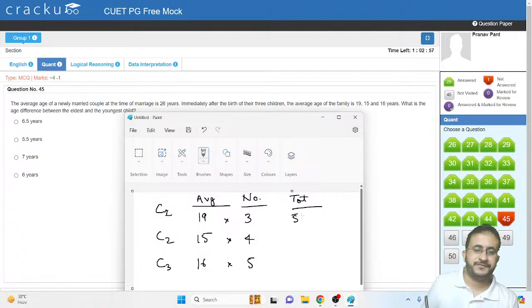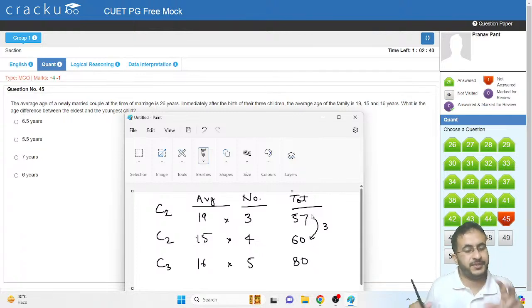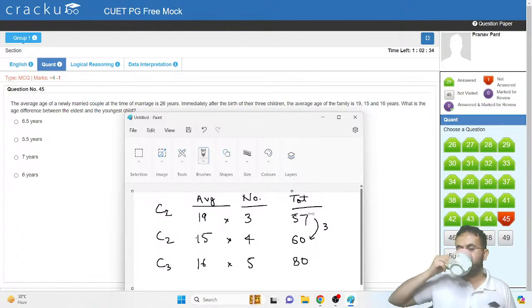So total age is 57 years. Okay. Total age is 60 years. And total age is 80 years. Right? Now, the total age is increasing by 3 years. Total age of the family, okay, is increasing by 3 years. How many people are there in the family? When the age increases by 3 years, how many people are there in the family?